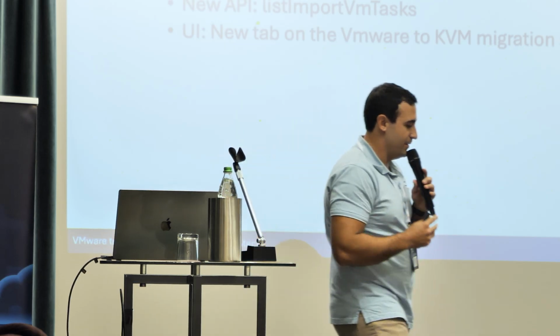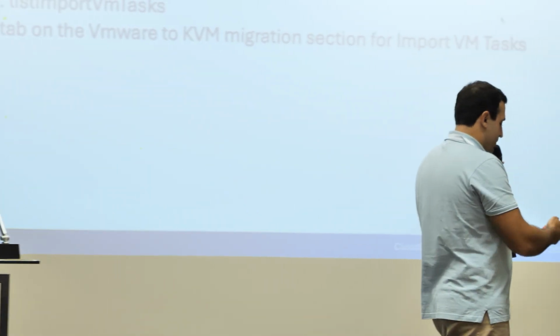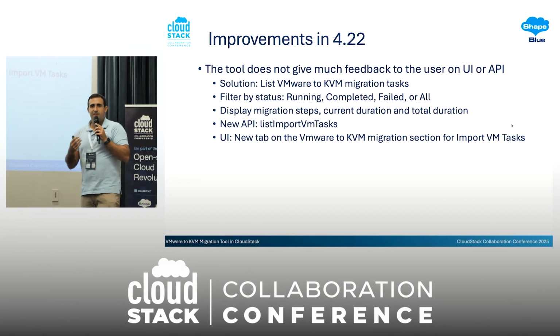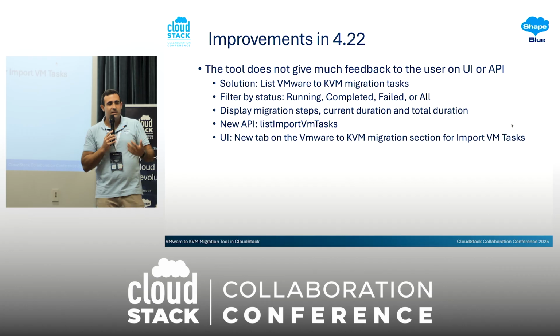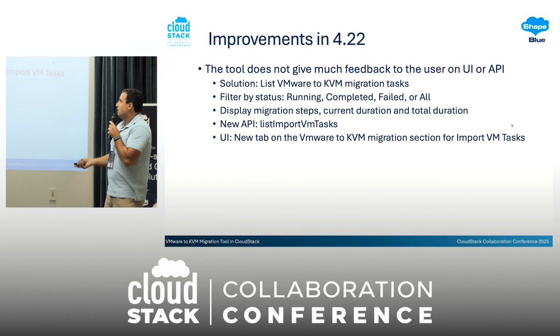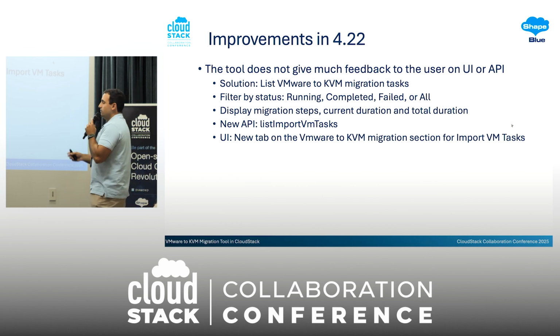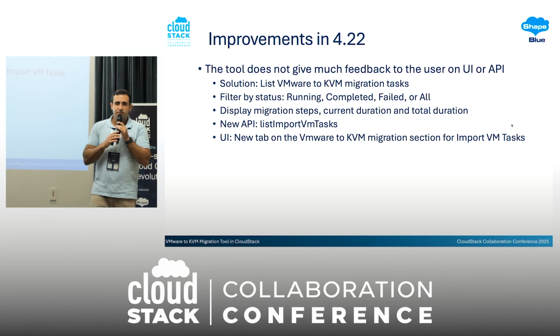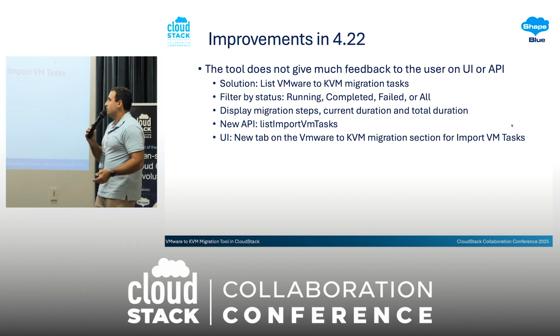Oh, this is a new part in the UI, for which there was a need for feedback on migrations. Currently, when you trigger a migration, you do not see anything until it has been converted. Now we have added a new section in the UI and also an API to list all the migration tasks. So you can then filter by running tasks, completed tasks, or failed tasks.